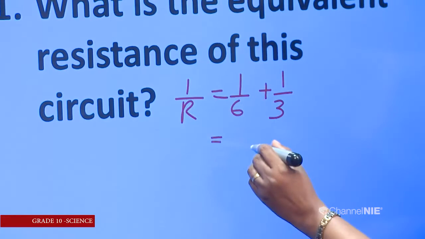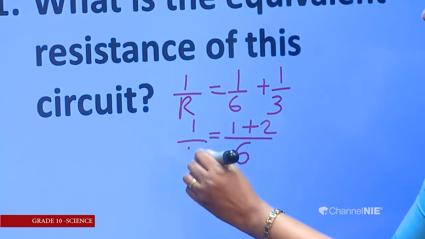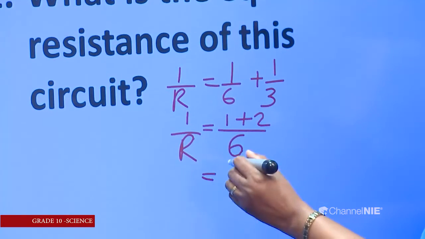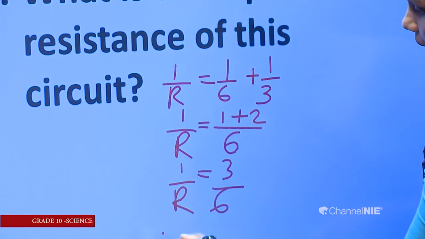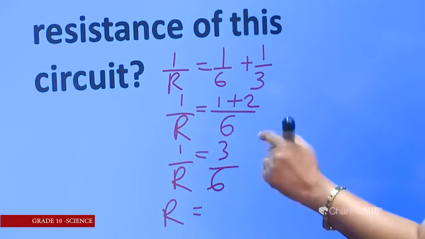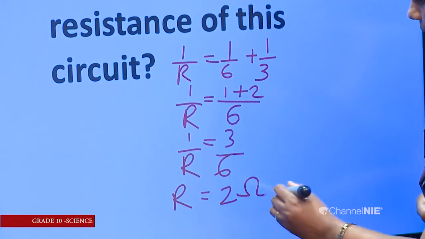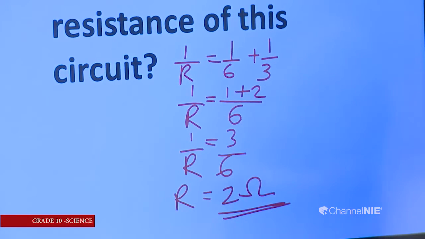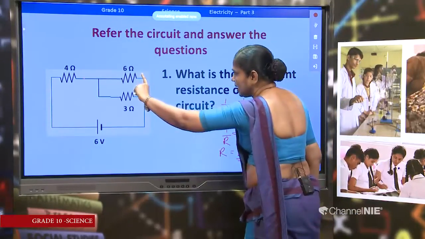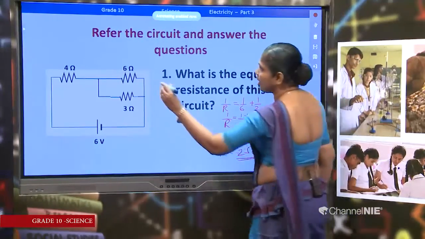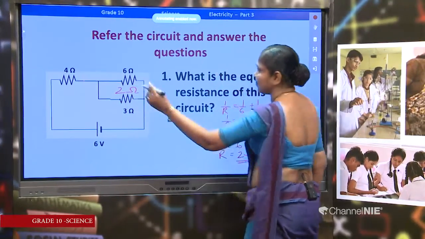Then the answer is 3 over 6 equals 1 over R. Then R equals 6 over 3, that is 2 ohm. Right. Equivalent between these two is 2 ohm. Now we got the equivalent of the 6 ohm and 3 ohm resistors as 2 ohm.